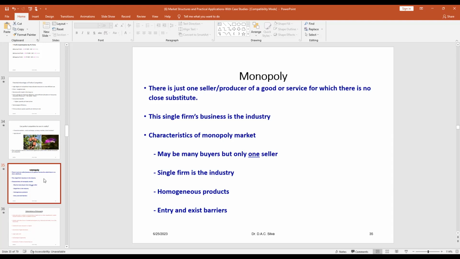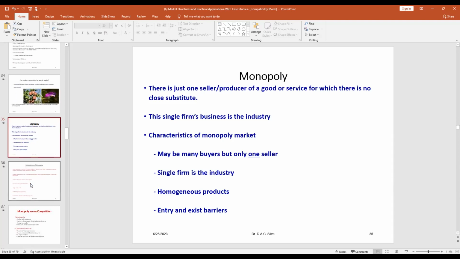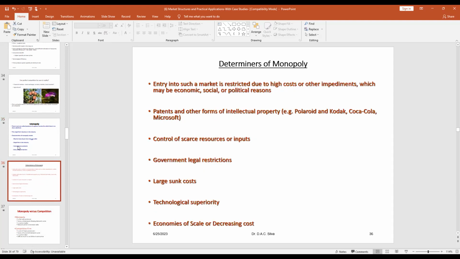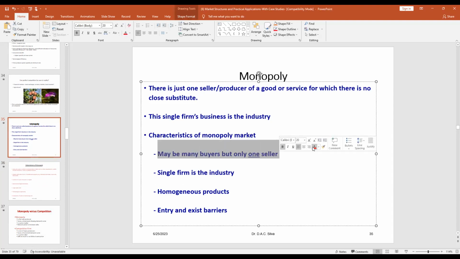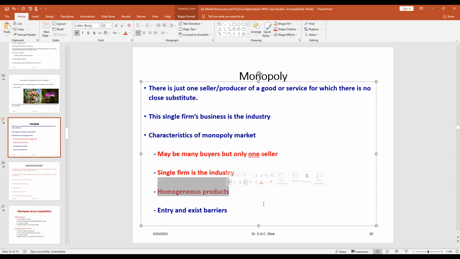We can see in Sri Lanka now, for example, electricity. One seller, many buyers. Homogeneous product, electricity is homogeneous. Right? One seller, many buyers, homogeneous product. These two are very important for the monopoly market. Many buyers, but one seller. A single firm runs the business. Homogeneous product. These are very important.